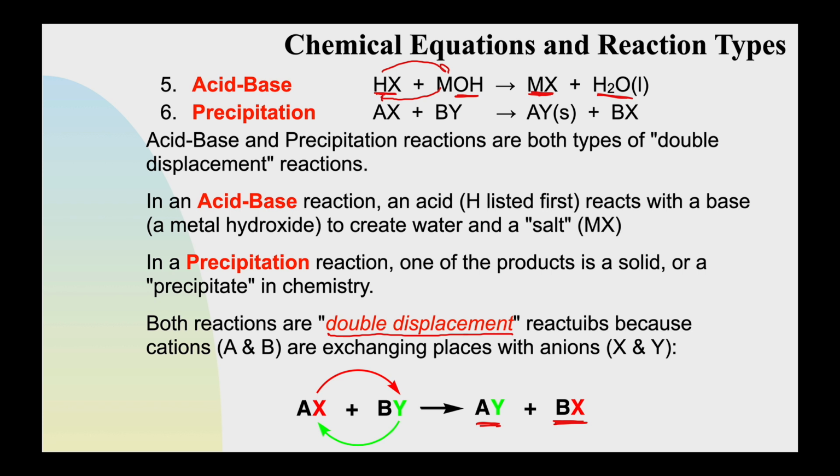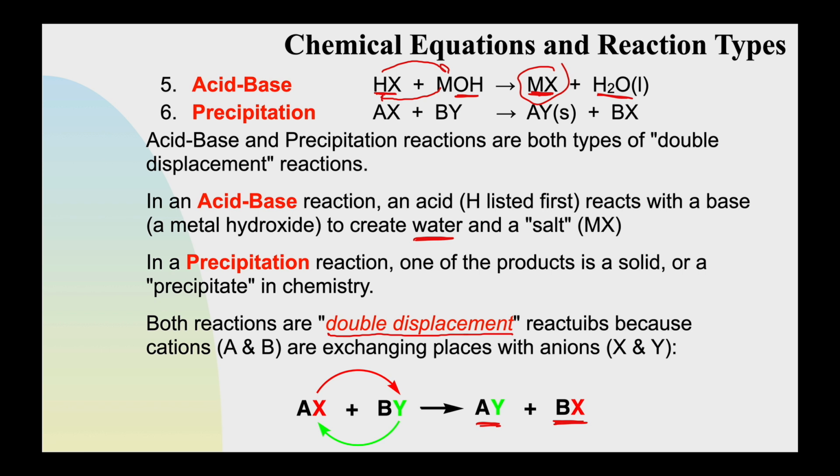So in an acid-base reaction, the acid, hydrogen listed first, and the metal hydroxide base create water all the time, H2O, which can be listed H2O or HOH if that's easier. The other piece, which here is MX, is called a salt. And a salt is a chemical term that's used to describe the product of an acid-base reaction. You can just call it whatever, but that's what the fancy name is. All acid-base reactions: acid plus base makes water plus some kind of a salt.